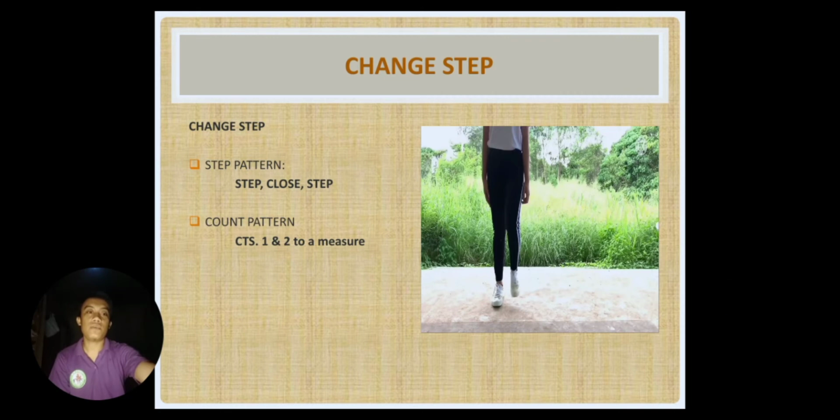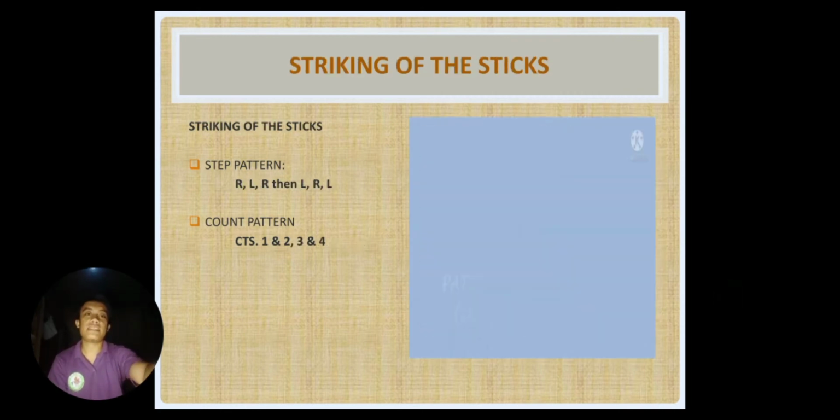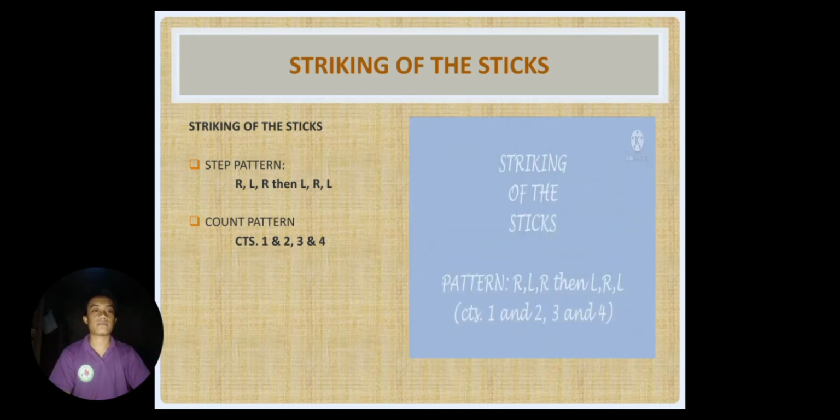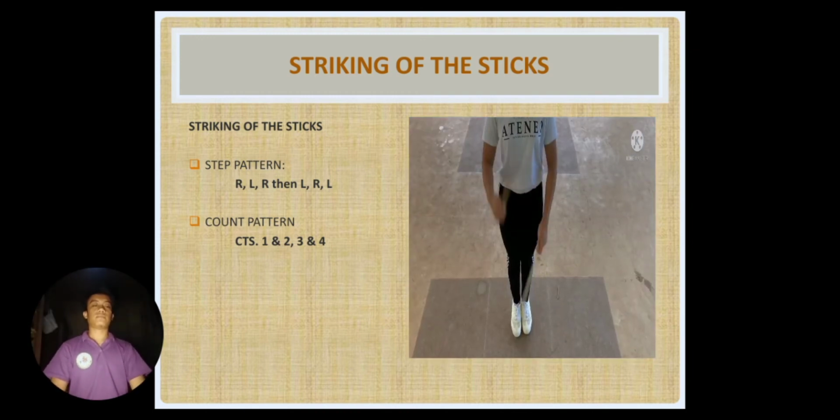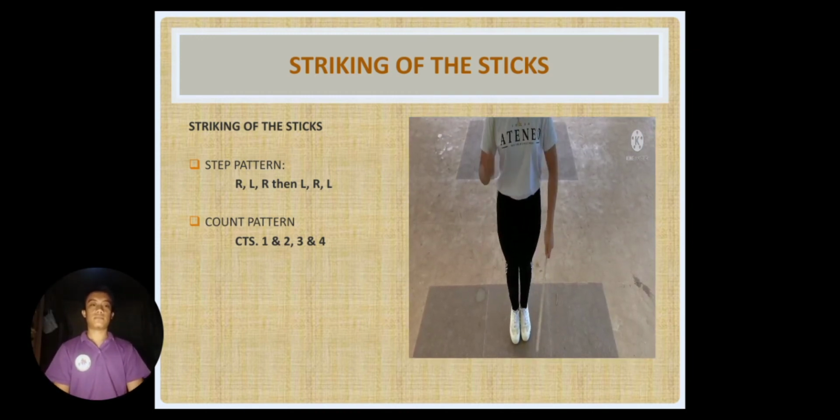Now let's proceed to the striking of the sticks. So in striking of the sticks, the step pattern is right, right, then left, right, and left. So the count pattern is counts 1 and 2, 3, and 4. So this is how striking of the sticks is performed in the Binislakan dance. So that is how striking of the sticks in Binislakan dance is being performed or is being done.